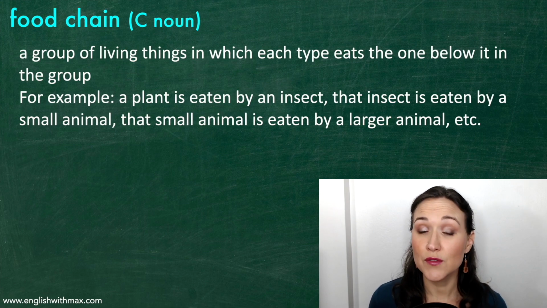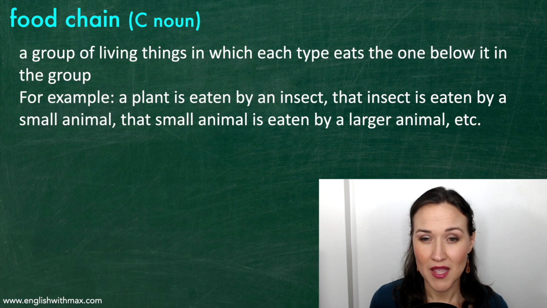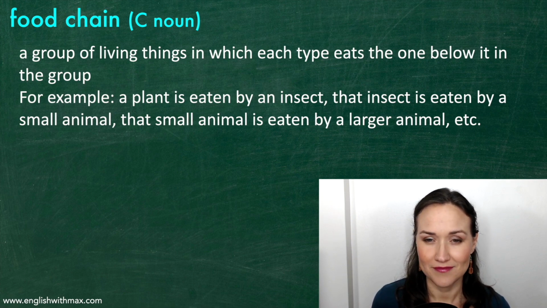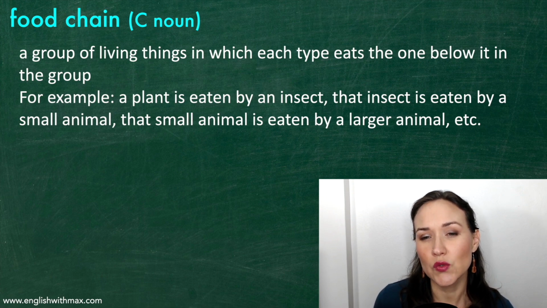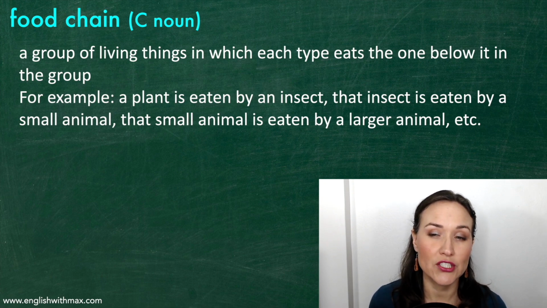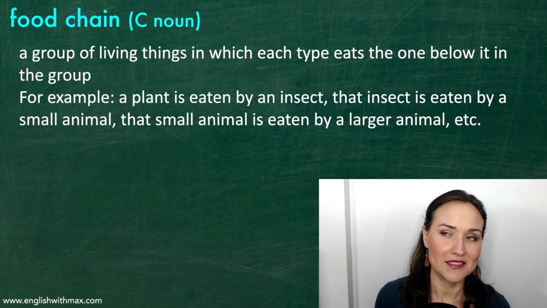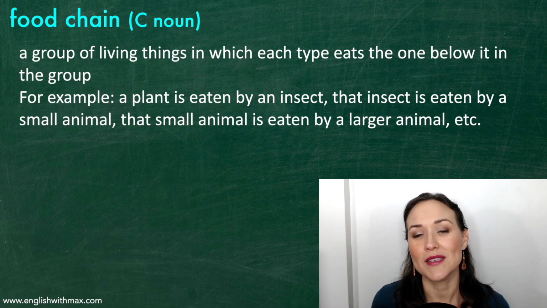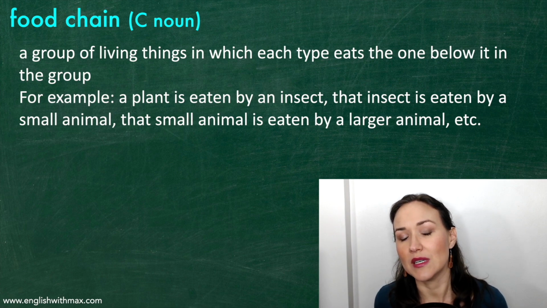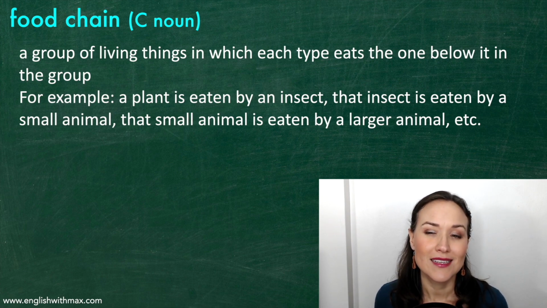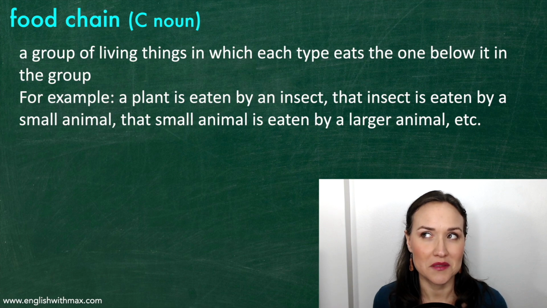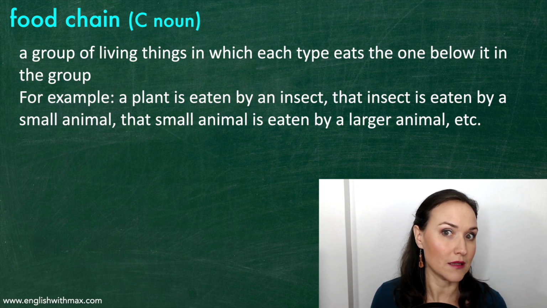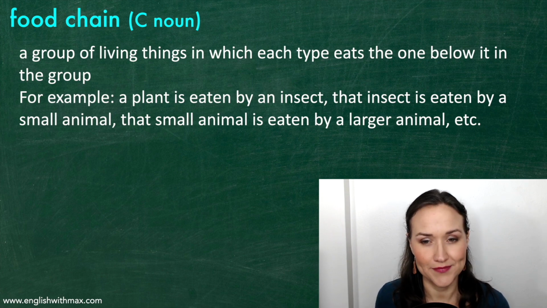Now we have food chain. Food chain. This is a countable noun. A food chain is a group of living things in which each type eats the one below it in the group. For example, a plant is eaten by an insect. That insect is eaten by a small animal. That small animal is eaten by a larger animal, etc.